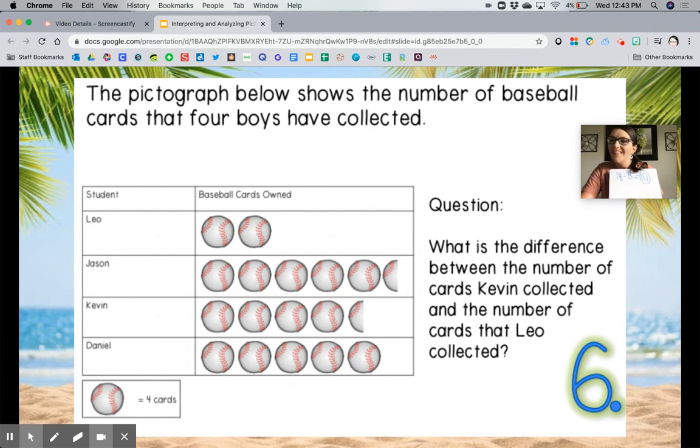So you guys did a great job this week on pictographs. So keep up the fantastic job. If you have any questions on pictographs and answering questions about pictographs, please let us know.